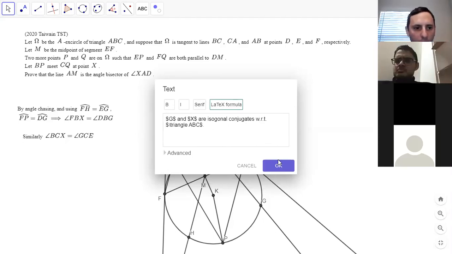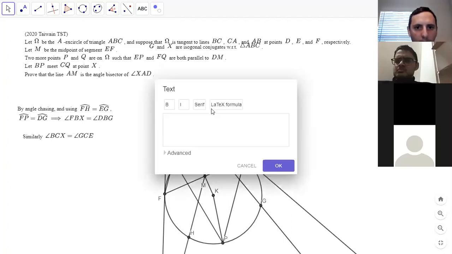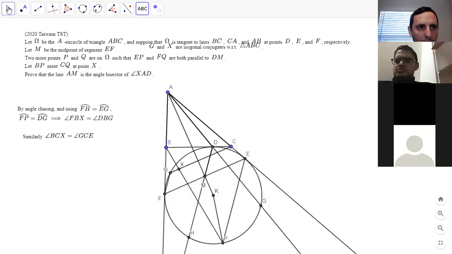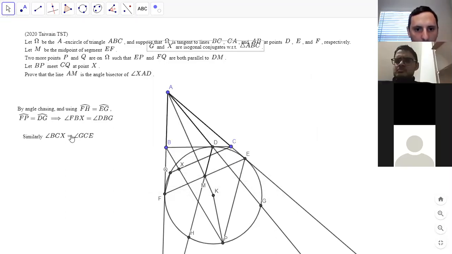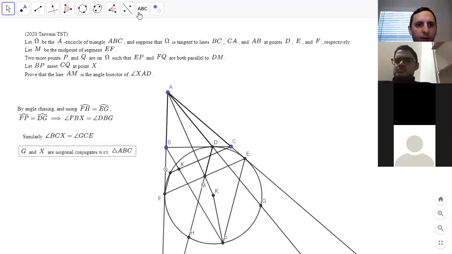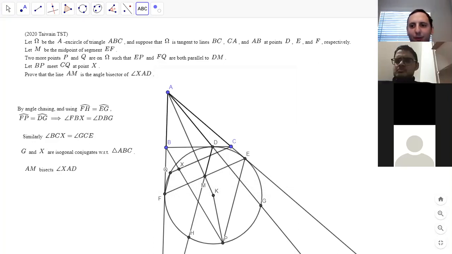And so once you know that, that pretty much proves the problem statement. So then from there it follows that AM bisects angle XAD. We haven't used isogonal conjugates in a while, so I like this solution.